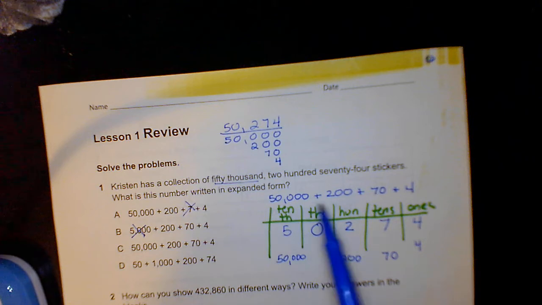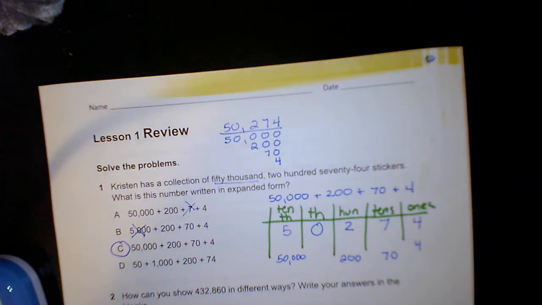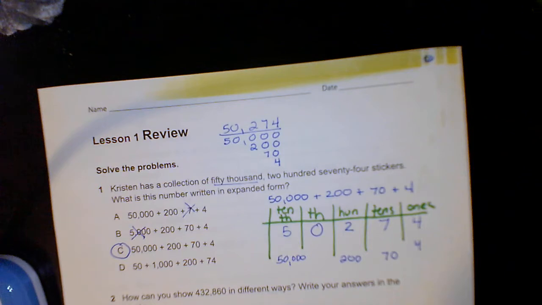This one's looking good. I have 50,000, check. 200, check. 70, check. And 4, check. So that's my answer. But I always peek at that last one to make sure that it's not the right answer, because sometimes I might make a silly mistake and get tricked. But I have to say, this looks like we did a great job, and C is the correct answer.